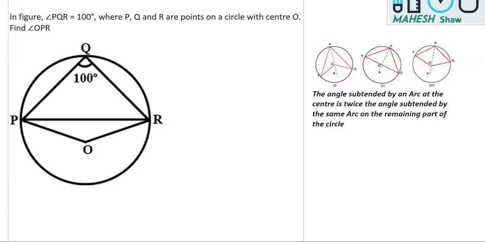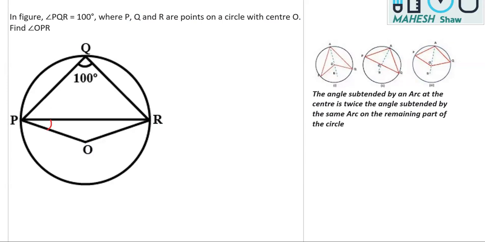In this question, it says that angle PQR, as you can see, is given as 100 degrees. And further it says that points P, Q, R are points on the circle with center O. What we have to find out is angle OPR. That means we have to get this angle.